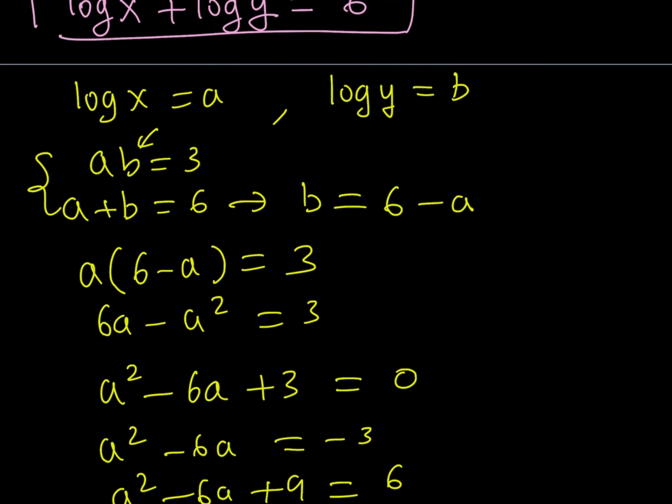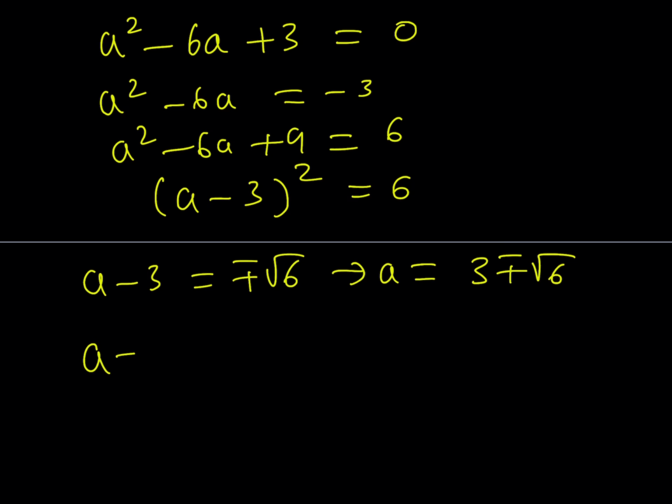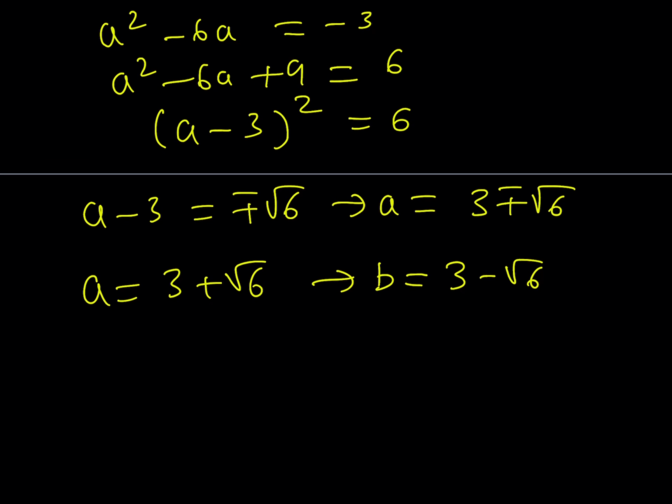Now what is a and what is b? Well, b is just going to be 6 minus a. So if a is equal to 3 plus root 6, then b is supposed to be 6 minus that, which is going to be 3 minus root 6, right? Because in other words, their sum is 6. And if a is 3 minus root 6, then b is supposed to be 3 plus root 6. So they kind of switch around.